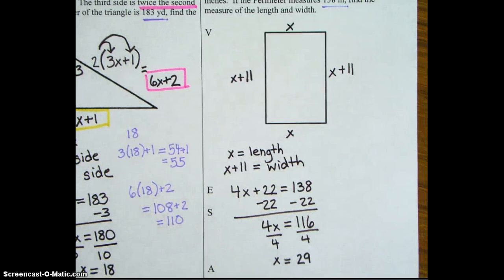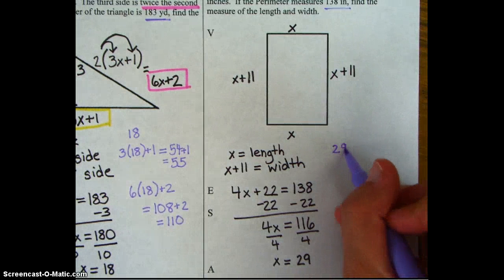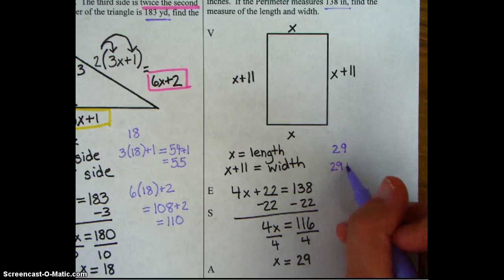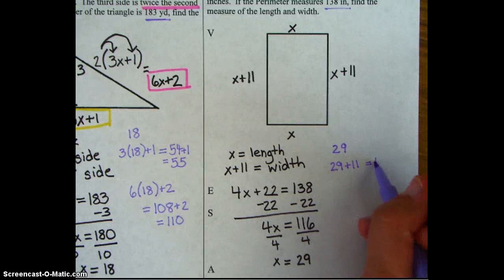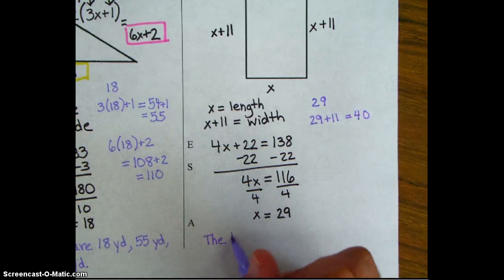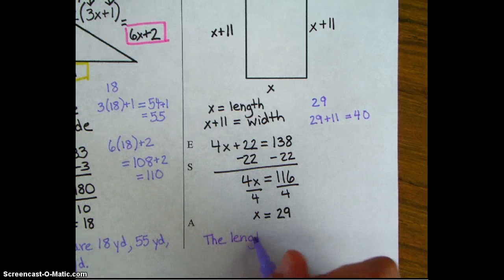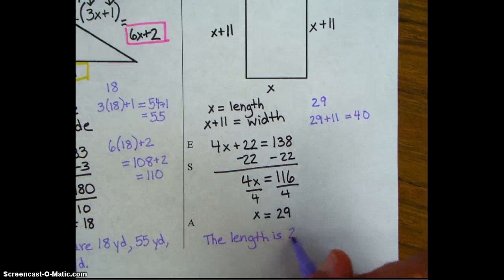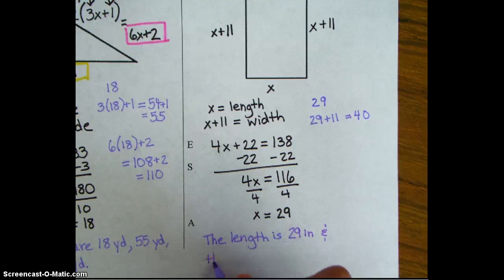To plug back in, if 29 is the length, to find the width, we will have 29 plus 11, and that gives us 40. So for our answer, we will say the length is 29 inches and the width is 40 inches.